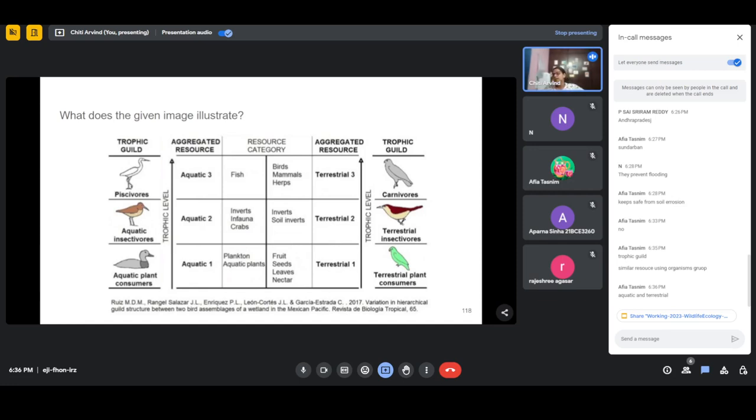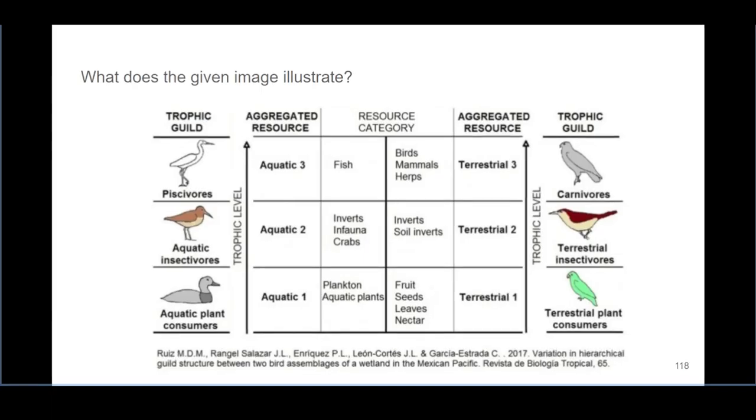So, in the terrestrial ecosystem, when you are looking at the organization of trophic levels, which is basically, I don't know if you can see the pointer, but one second. Yeah. So these are your resource categories and these are your aggregated resources. So you have the trophic levels going from aquatic 1 to 3 and here terrestrial 1 to 3, right? In the terrestrial ecosystem, you first have the primary producers, which are the fruit, seeds, leaves, nectar, parts of the plant, and these are consumed by invertebrates, soil invertebrates, which are in turn consumed by mammals, birds, and other lizards or herbs.